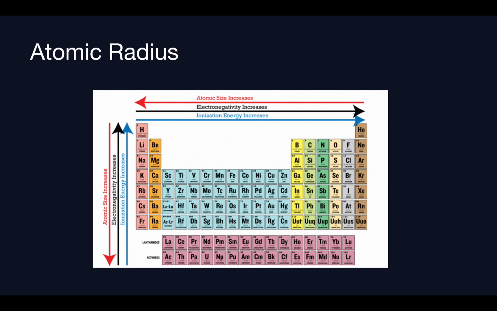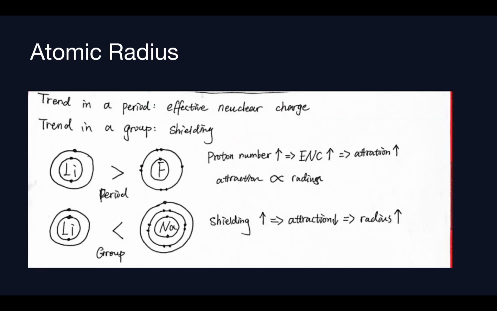So firstly, what is atomic radius? It's basically the distance between the outer electron shell and the nucleus. So this is the radius. And the atomic radius was mainly determined by two things. First is the effective nuclear charge.